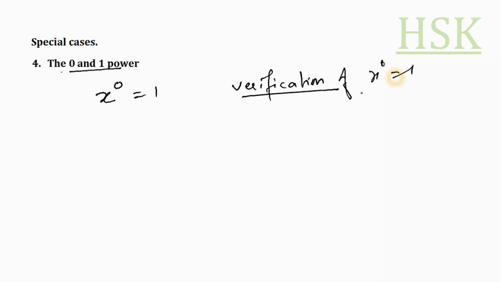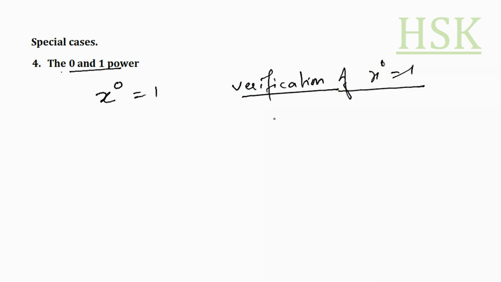The next is the 0 and 1 power. So when we have been given any quantity raised to the power of 0, it is equal to 1. Okay, so we can also verify this result. Verification of x to the power of 0 is equal to 1.